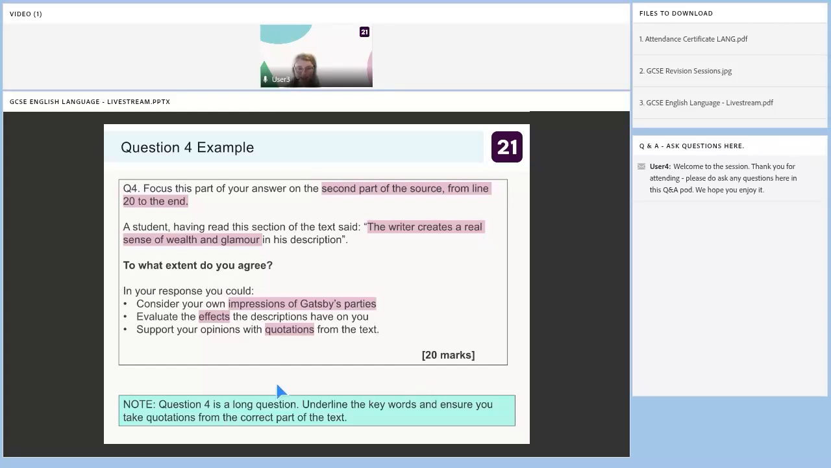My main piece of advice for you, my top tip going into the exam, is give question 4 a go, because you will pick up some marks, even if you find it tricky. So if you're not confident, still have a go. Choose some quotes, focus on some of the keywords. So this question asks you to think about wealth and glamour. So try and find some quotes about wealth. Try and find some quotes about glamour. Have a go. Give it your best shot.